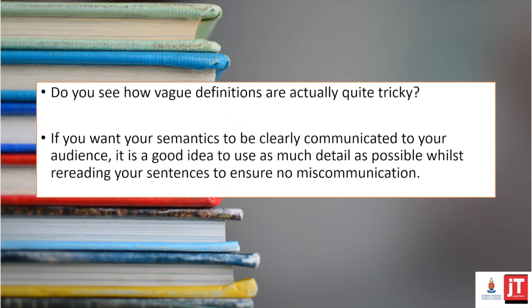So the point of the semantics exercise was to show you that vague definitions are actually quite tricky, because it leaves so much room for context and interpretation. And therefore, if you want the words that you choose to be clearly communicated to your audience so that they interpret it exactly how you want it to be interpreted, or it's open to many, many interpretations like a poem, you've done a really excellent job and you've really thought about your semantics. But if you're writing, it's a good idea to use as much detail as possible, as many powerful words as possible.